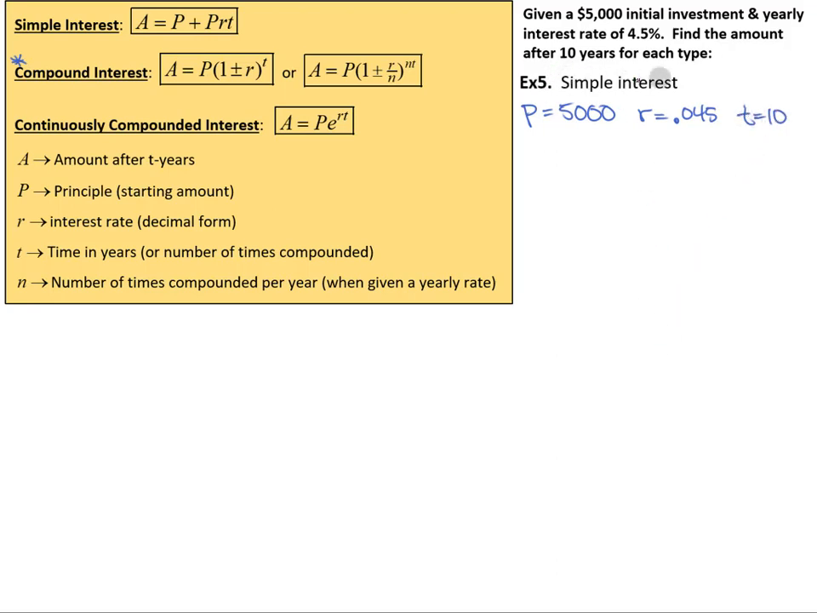So it wants us to start with the simple interest formula. That's this one. So let's go ahead and write the formula. A equals P, our principal, plus our principal times our rate times time. Okay, so let's go ahead and plug in. My principal is 5,000 plus 5,000 times our interest rate, 0.045, times our time in years, which is 10. So now we just need to go to a calculator to find this value.